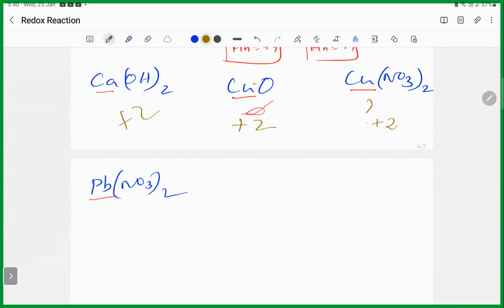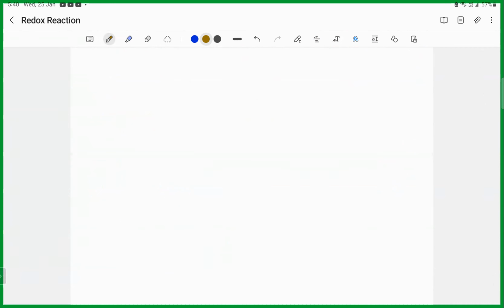So, oxidation you can define in a number of ways. What is the oxidation definition? It is a process in which electrons are lost from an atom or ion. Oxidation is a process which involves addition of oxygen. Oxidation is a process which involves removal of hydrogen. Addition of any electronegative element is called oxidation. Removal of any electropositive element is called oxidation.